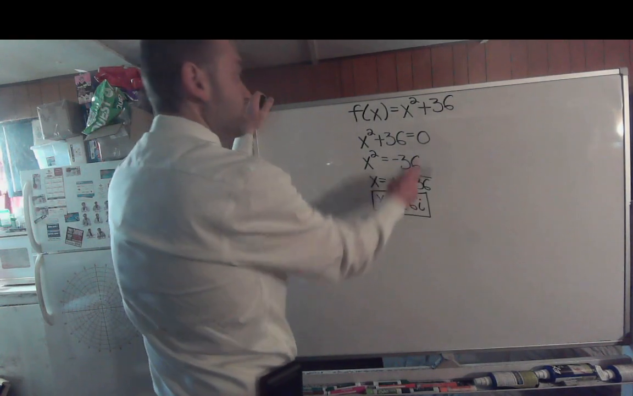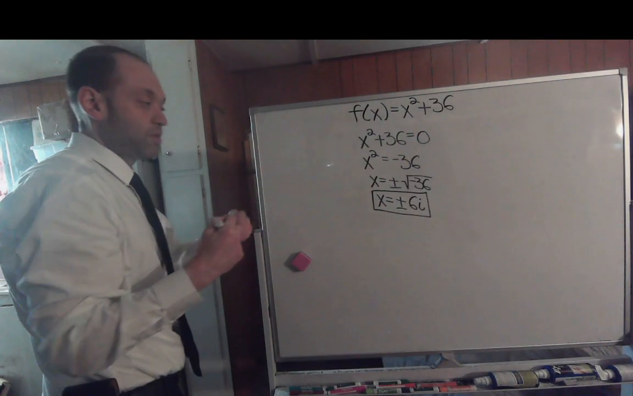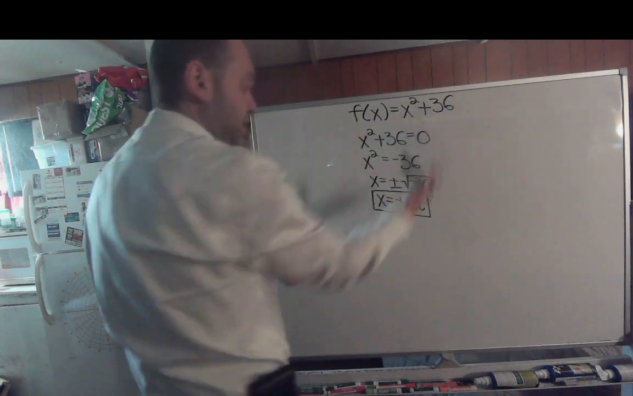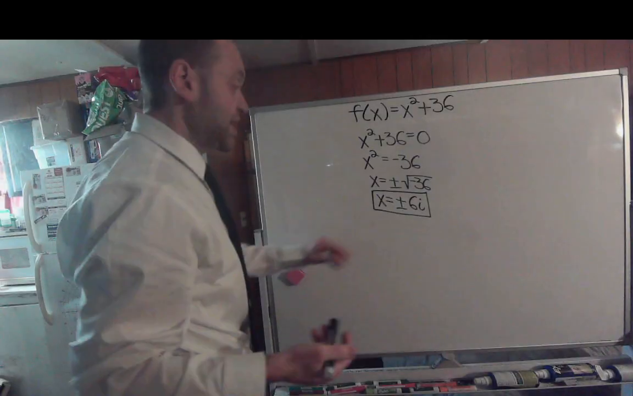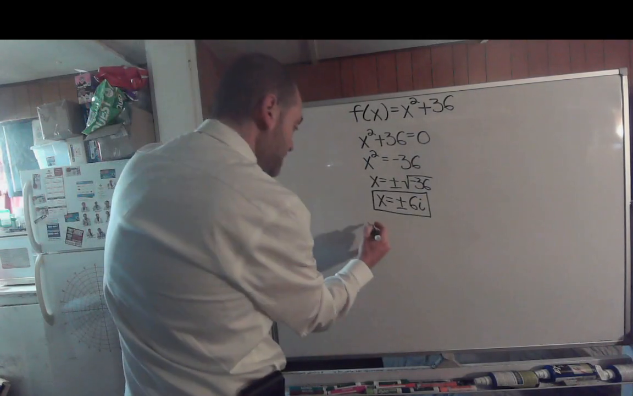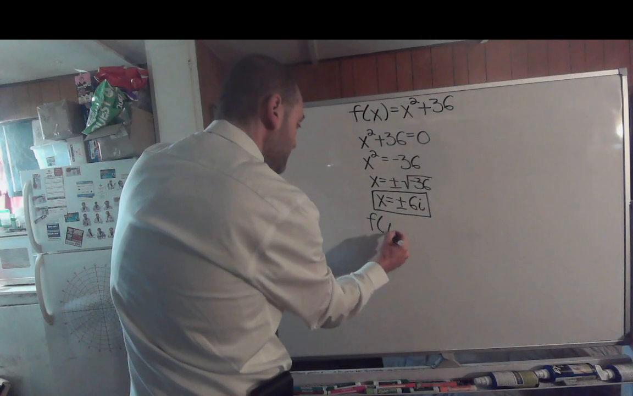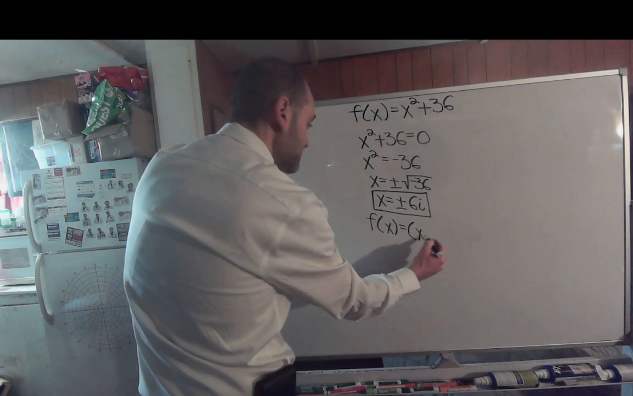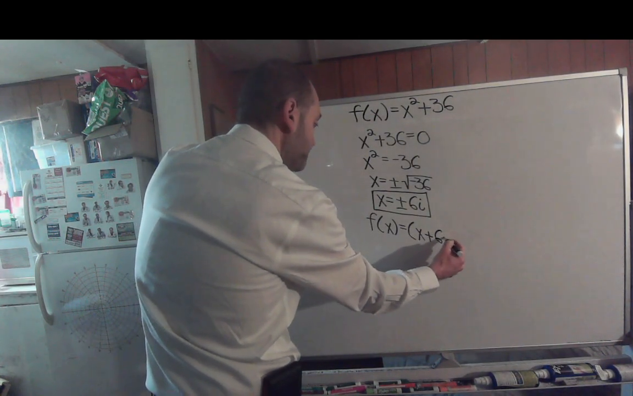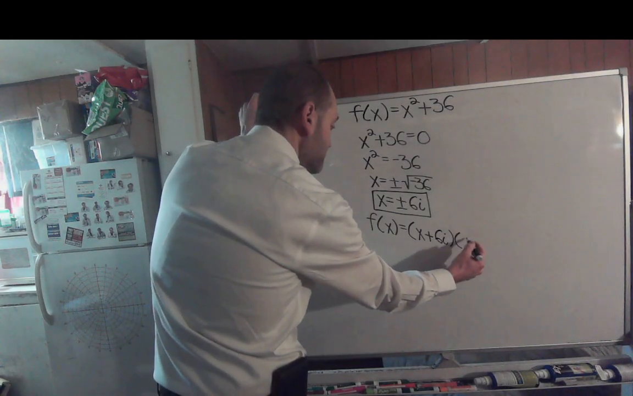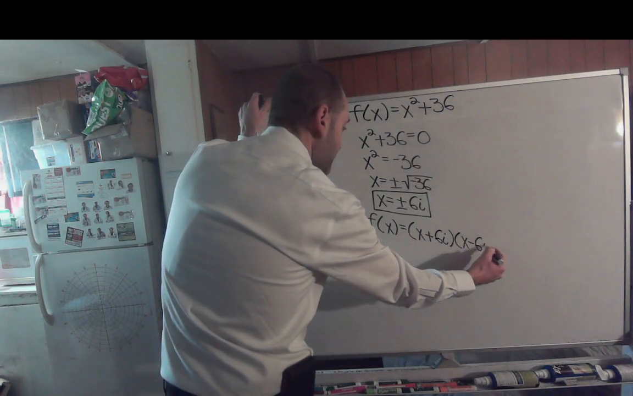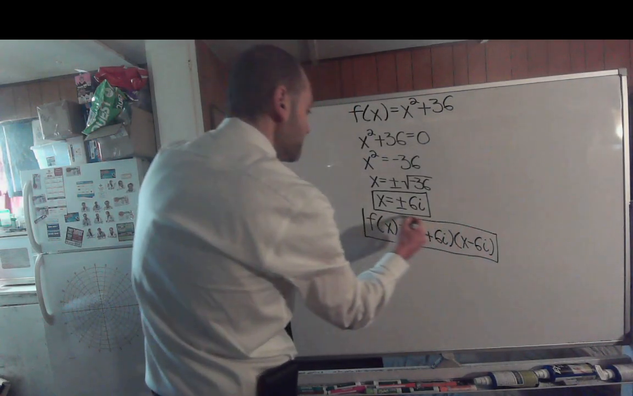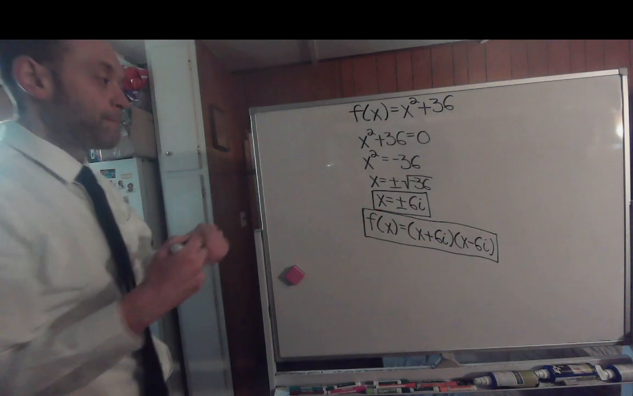You have two solutions because it's quadratic. According to the fundamental theorem of algebra, you do have two solutions in the complex number system. In this case, they're both imaginary. Now you can factor this into a product of linear factors, which would end up being f of x equals x plus 6i times x minus 6i. That would be your factorization for the sum of these two squares.